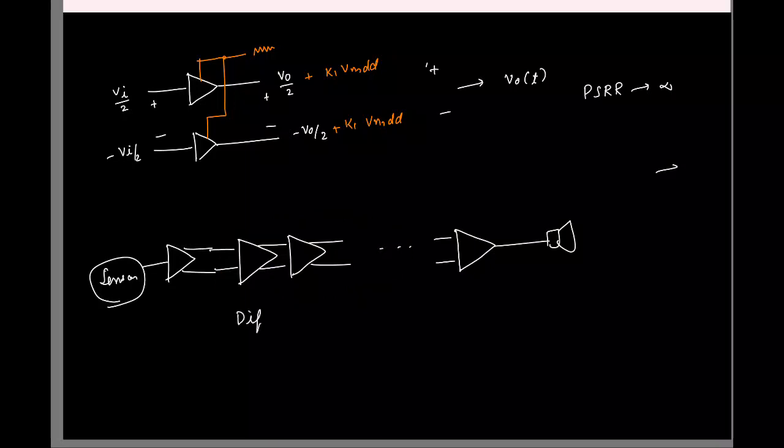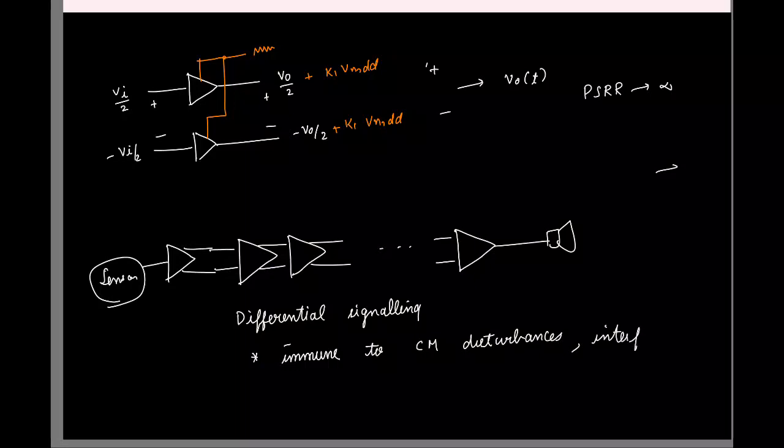So the bottom line is this: if you have this differential signaling, we will be immune to common mode disturbances. That is, any variations in supply or ground will not cause any issues, and also to interference. That is, we will not pick up any interference, and we will also not cause interference to some other signal.